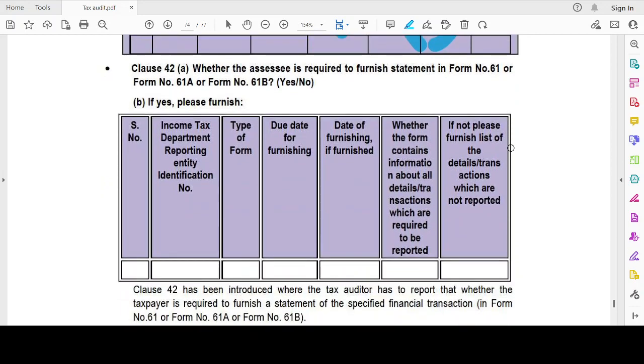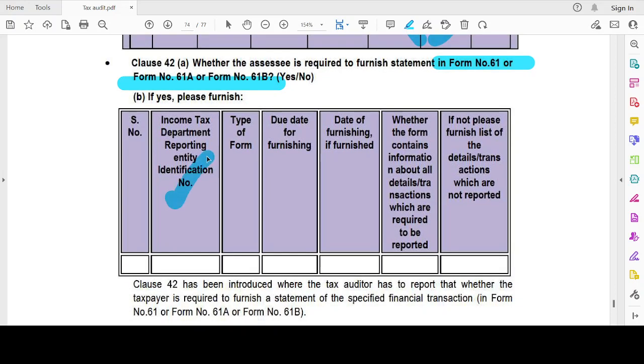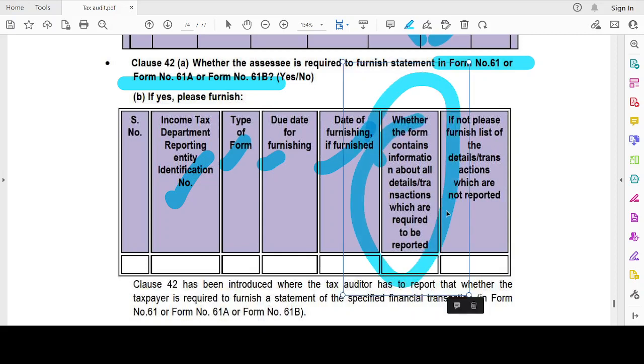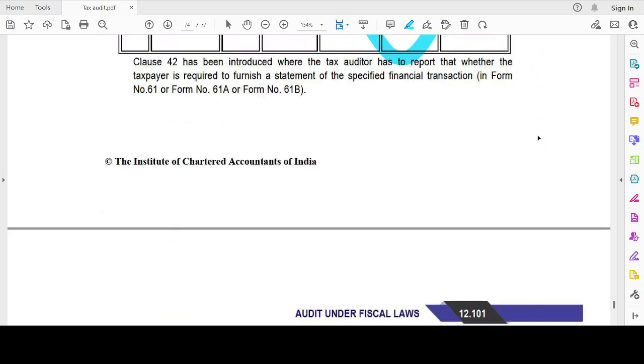Clause 42. Whether the assessee is required to furnish the statement in Form 61 or 61A or 61B. This is with respect to foreign tax credits. Income Tax Department reporting: the type of form, due date of furnishing, date of furnishing, and information about all transactions required to be reported. If not, please state which are not reported.